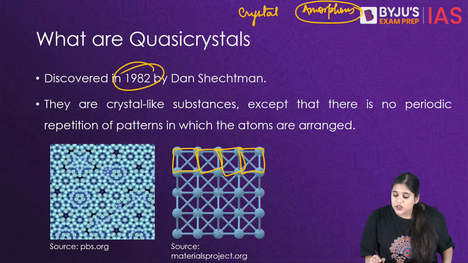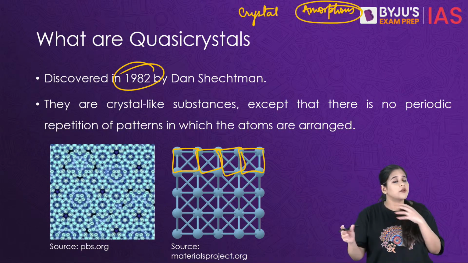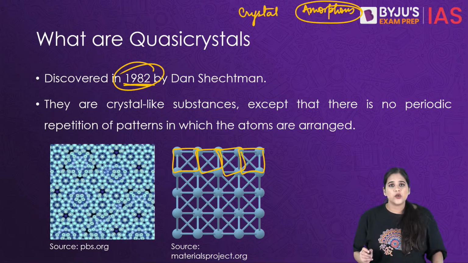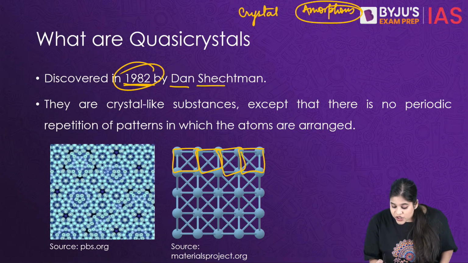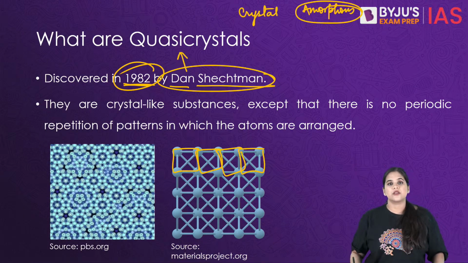In amorphous solids, what was happening? The atom placement was very random. There was no pattern at all. Then in 1982, a material scientist, Dan Shechtman, discovered something called a quasi crystal.